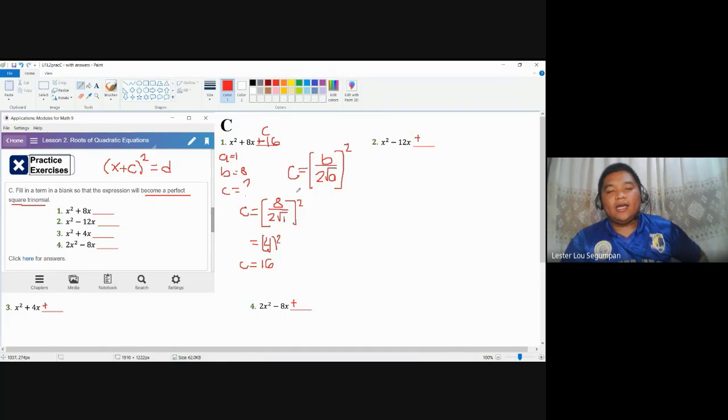How do we know that this is now a perfect square trinomial? Let us try to look at the given expression, I mean the formed expression.